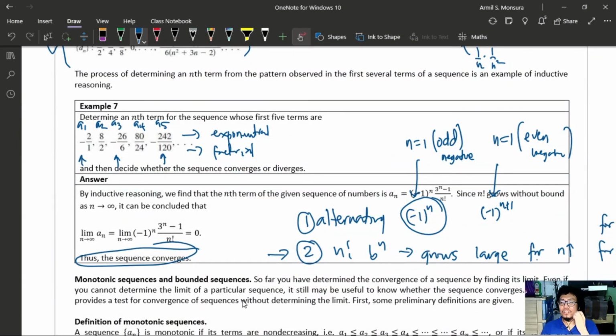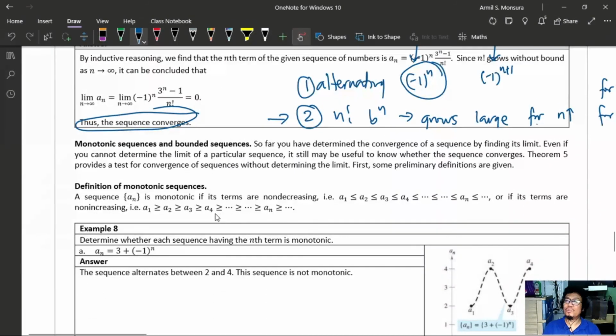Okay. So now let's move the discussion to monotonic sequences and bounded sequences. So far, we have determined the convergence of a sequence by finding its limit. Even if you cannot determine the limit of a particular sequence, it may still be useful to know whether the sequence converges, so that we can say whether that sequence converges or diverges.